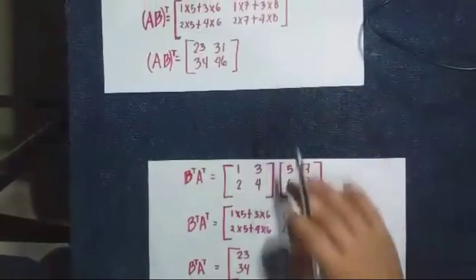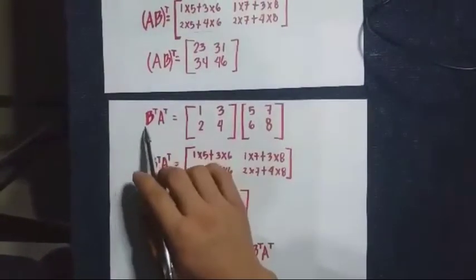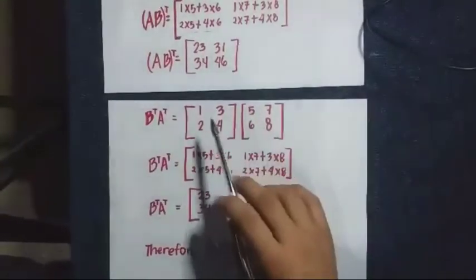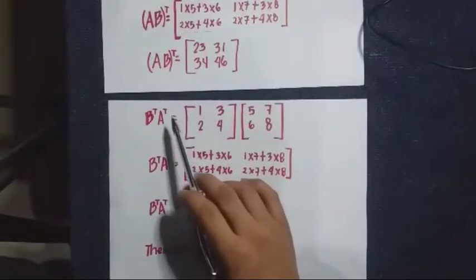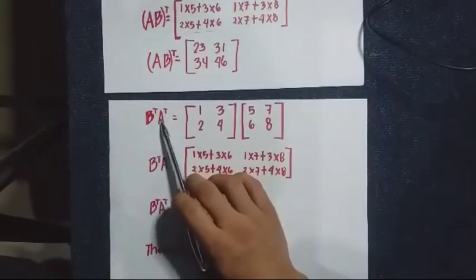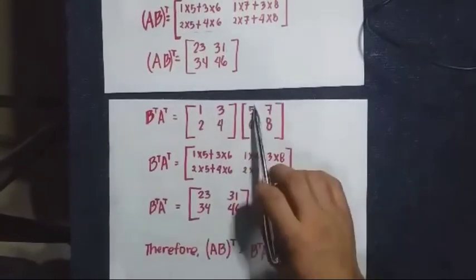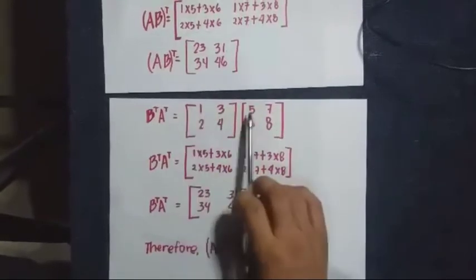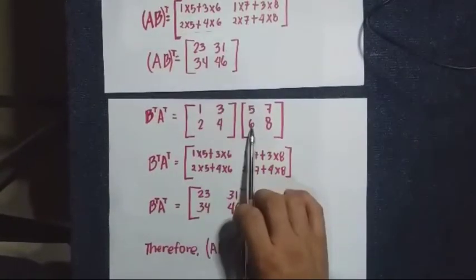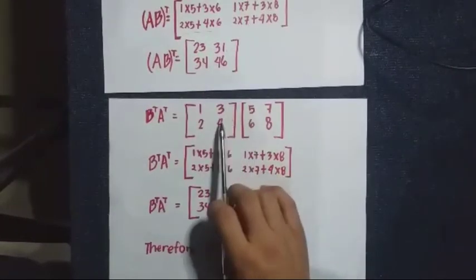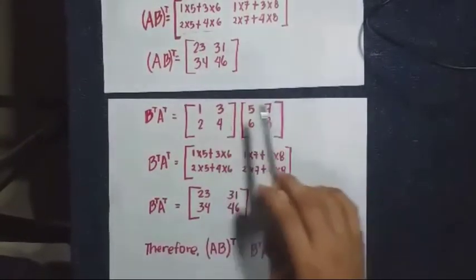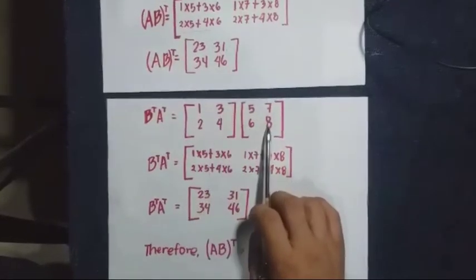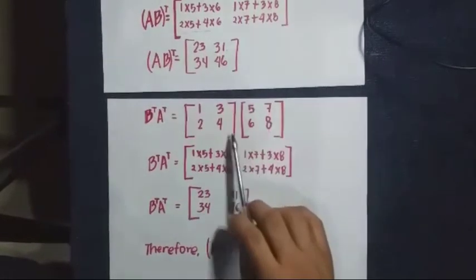Now we have here the transpose of B and the transpose of A. So now the values of the matrices of the transpose of B and the transpose of A are 1, 2, 3, 4, 5, 6, 7, and 8. In the same manner, we have to multiply 1 times 5 plus 3 times 6, 2 times 5 plus 4 times 6, 1 times 7 plus 3 times 8, and 2 times 7 plus 4 times 8.